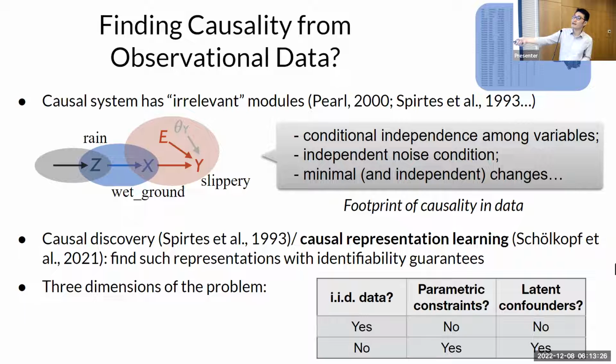That means if I change something regarding how rain causes wet ground, this will not change anything else. Similarly, if I have another way to make it rain, this change will not change anything about this process or that process. The three processes are completely irrelevant to each other.